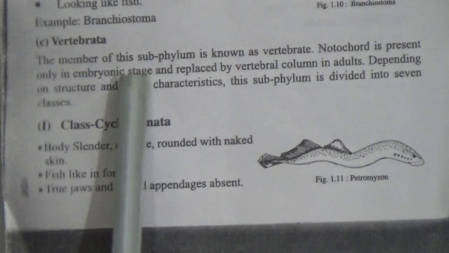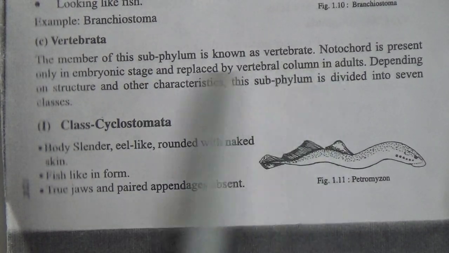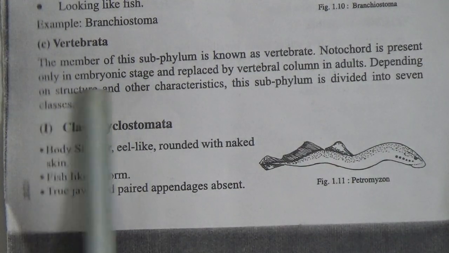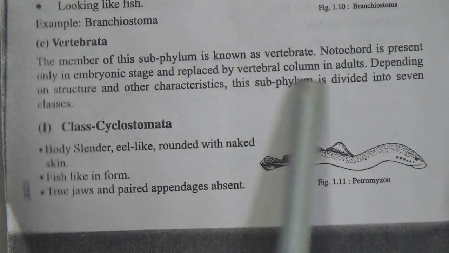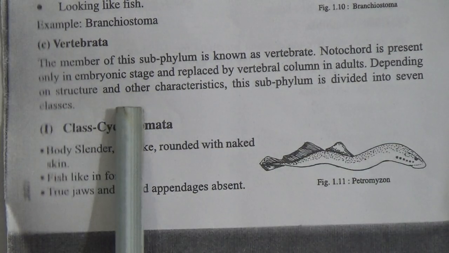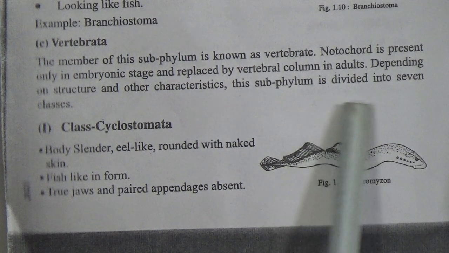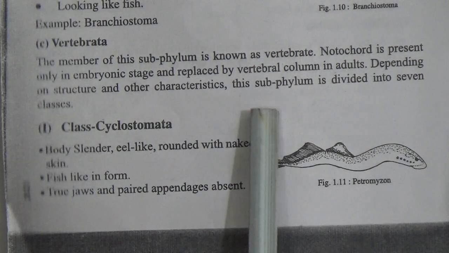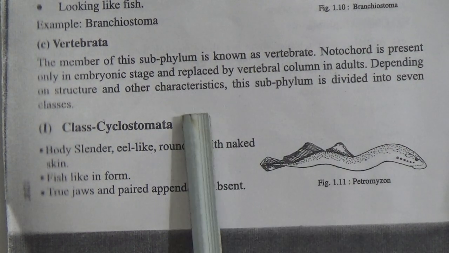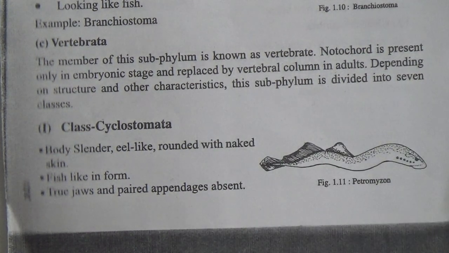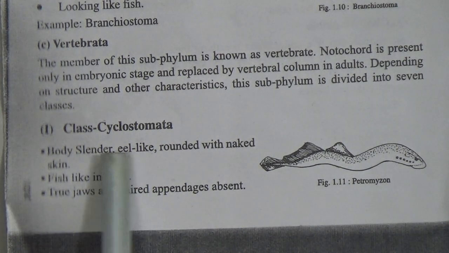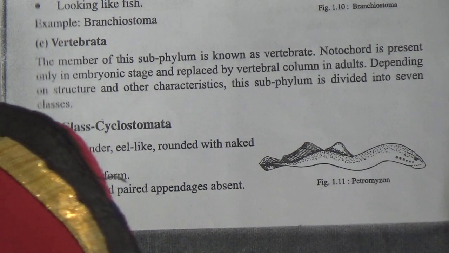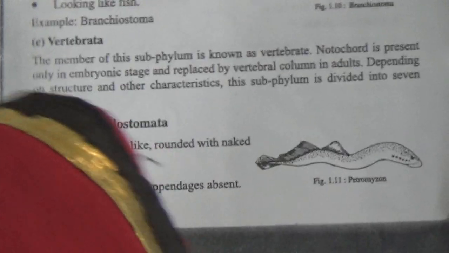Now we come to vertebrata. The members of this subphylum are known as vertebrates. Notochord is present only in the embryonic stage and is replaced by the vertebral column in adults. Depending on structure and other characteristics, this subphylum, that is vertebrata, is divided into 7 classes: cyclostomata, chondrichthyes, osteichthyes, amphibia, reptilia, aves, and mammalia.